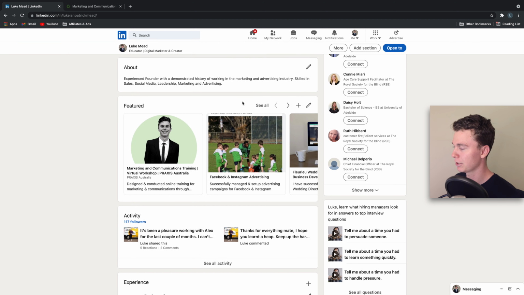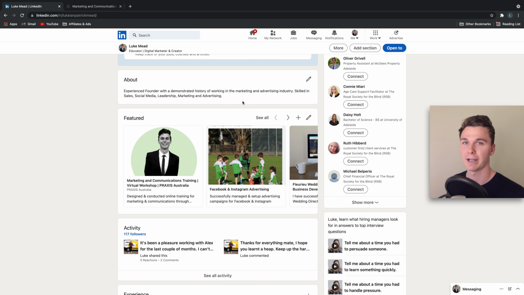And last but not least, write a good about section. Don't be afraid of talking about yourself and being honest and open about what makes you special, because that's what employers are looking for. They want to know the real you, so showcase it the best way you can in your about section.